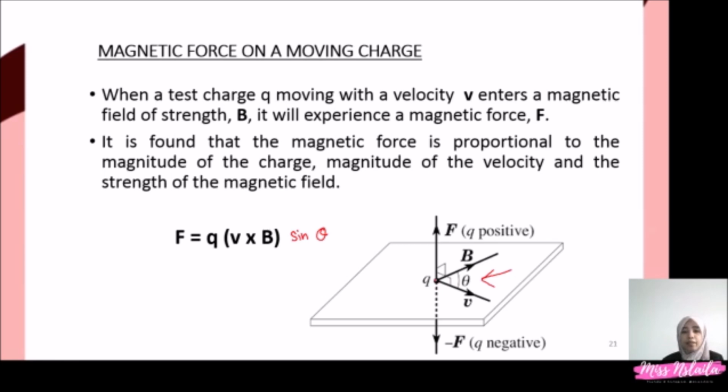For example, we have a proton. This proton moves in an area of magnetic field in this direction. At the same time, the magnetic field is in another direction. So there will be a magnetic force exerted on this proton. It depends on the rules that we are going to use; it will be directed upward or downward. But the most important thing that you need to know is that the magnetic force is proportional to V and also B. We have the direction of V and B. The magnetic force is always perpendicular to V and B.